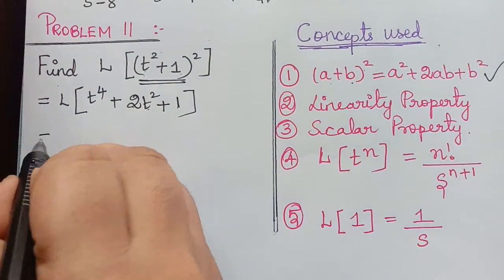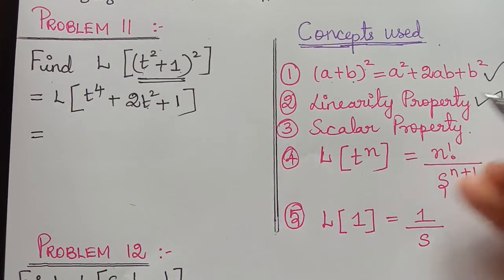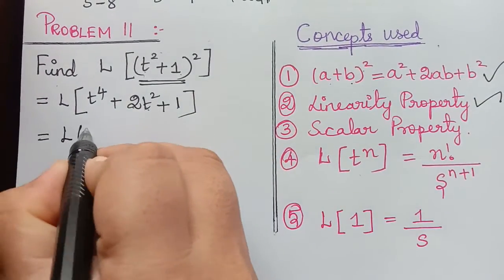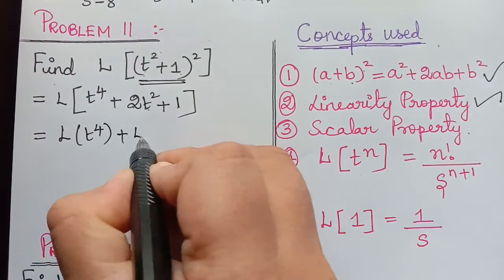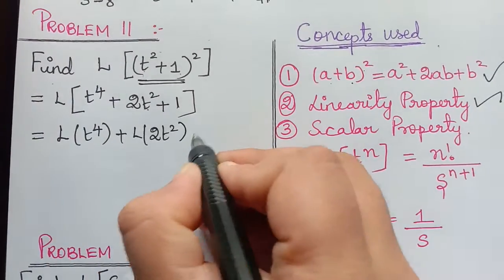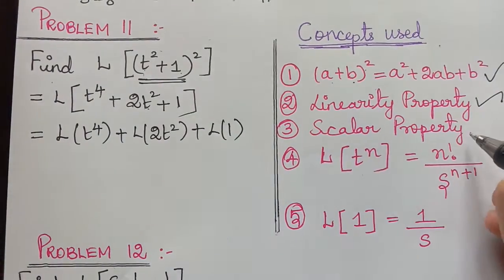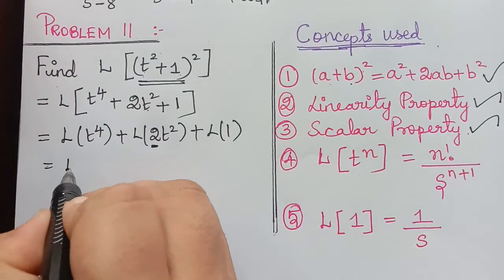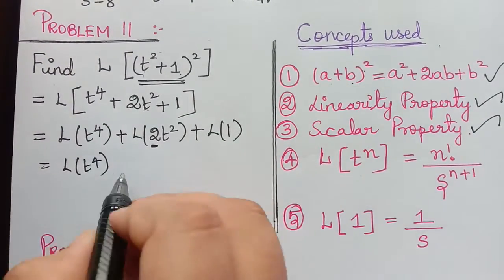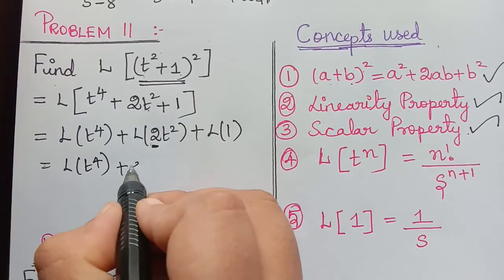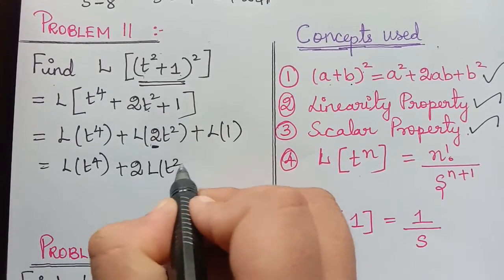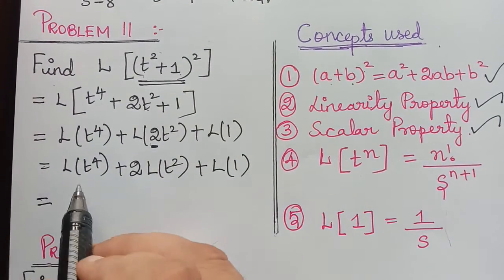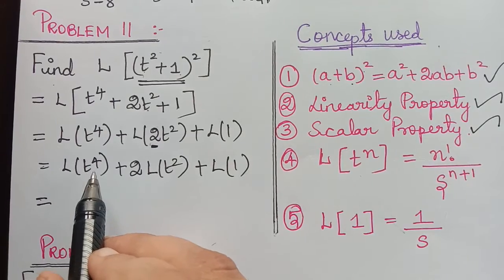So that will be further equal to, by using the linearity property, we can take the Laplace transform of each function separately and add them. So Laplace transform of t to the power 4 plus Laplace transform of 2t square plus Laplace transform of 1. Now we apply the scalar property and we take this constant 2 outside. So this remains the same because there are no constants. But here we have a constant which can be taken out. So 2 Laplace transform of t square plus Laplace transform of 1. And that is equal to, what is Laplace transform of t to the power 4?